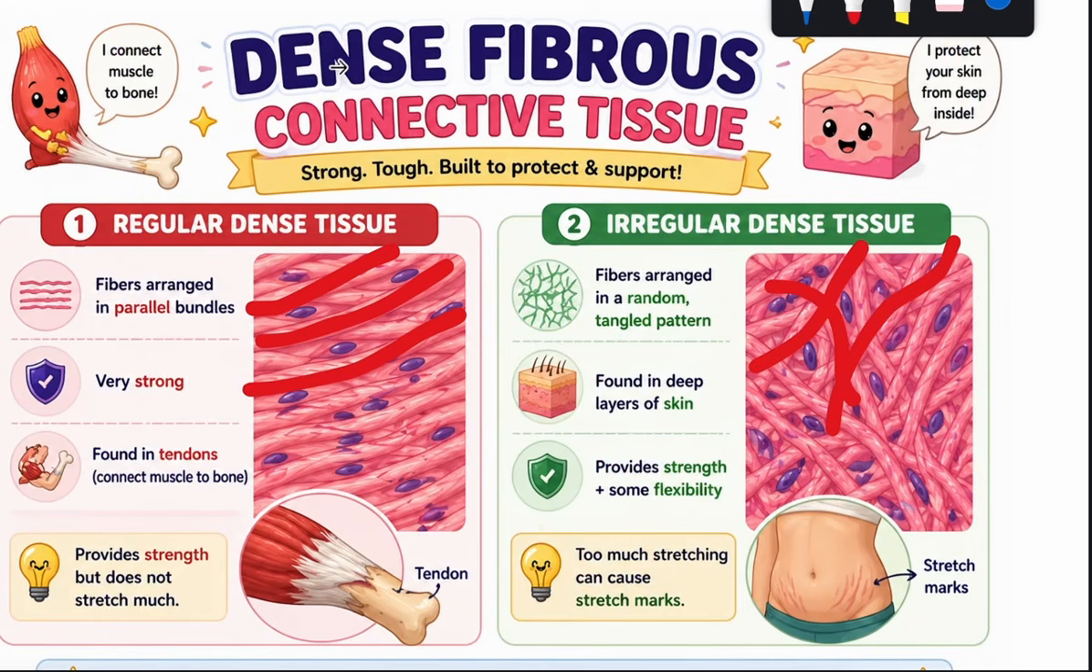Next, dense fibrous connective tissue. There are two types of dense fibrous connective tissue. First is regular, second is irregular. The regular ones have parallel bundles of fibers that make it very strong, and they are found in tendons. What do the tendons do? They connect the bone and the muscles. So that's regular, dense, parallel, and the meshwork is very strong. That's why they provide all the strength, but they cannot stretch much.